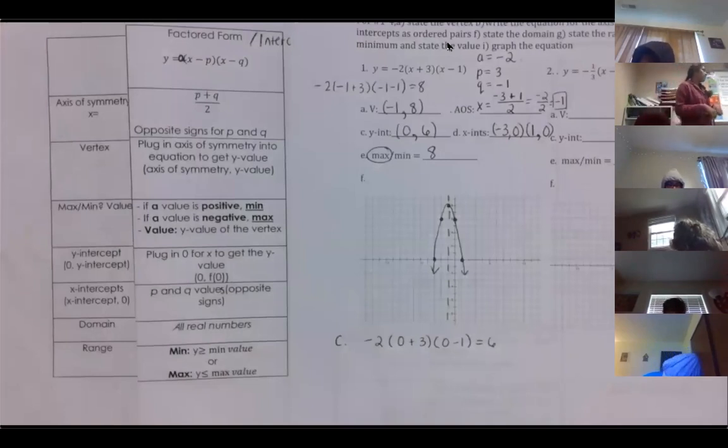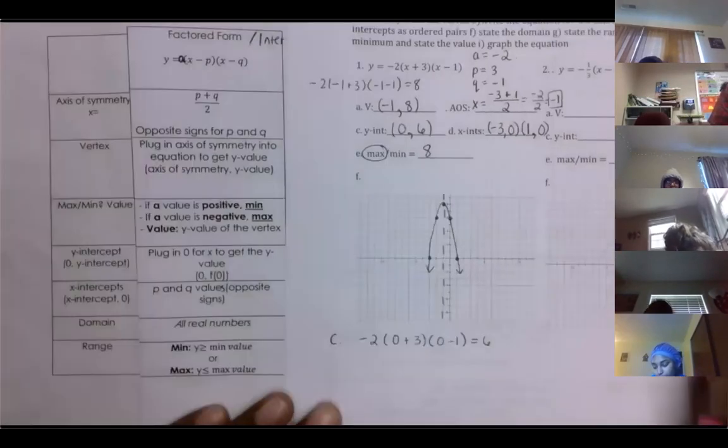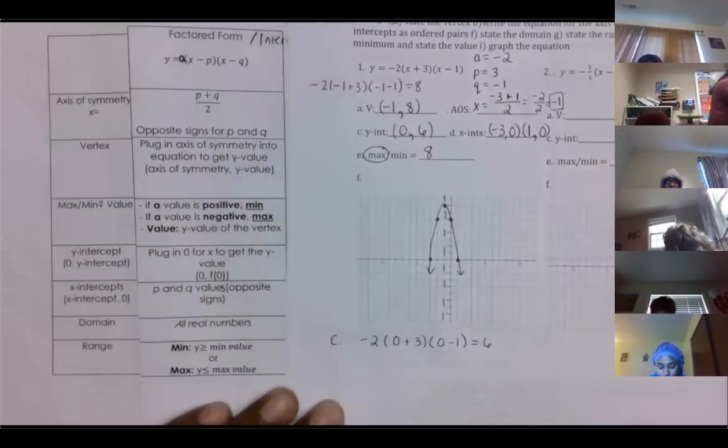Now that I've got my variables identified, I'm going to go ahead and find my axis of symmetry. So how can I find my axis of symmetry? What do you have for me, Ida? You do P plus, so you do the formula, so it would be negative 4 plus 2 divided by 2.